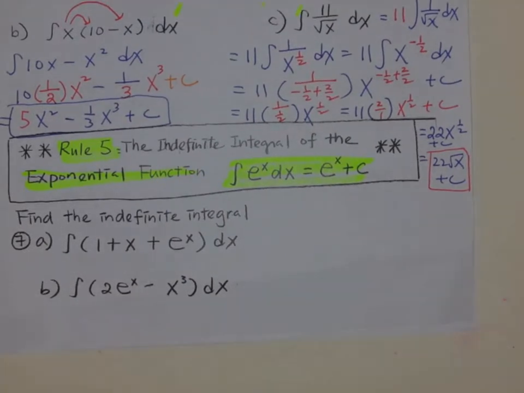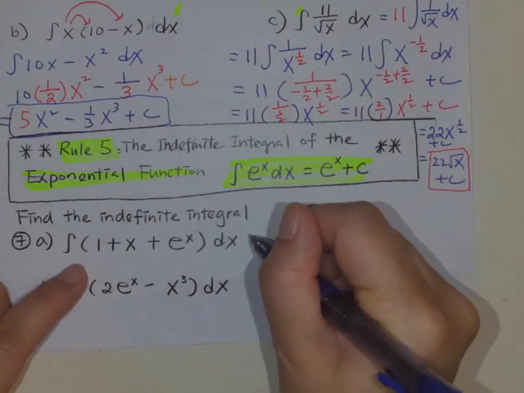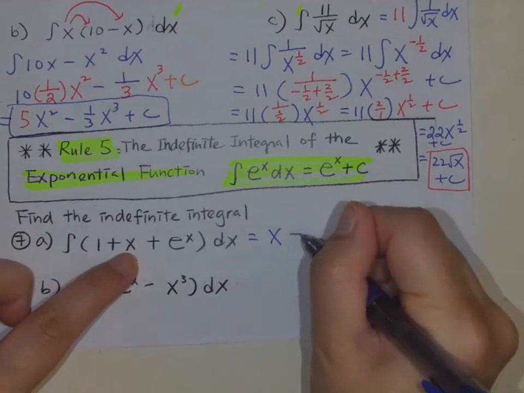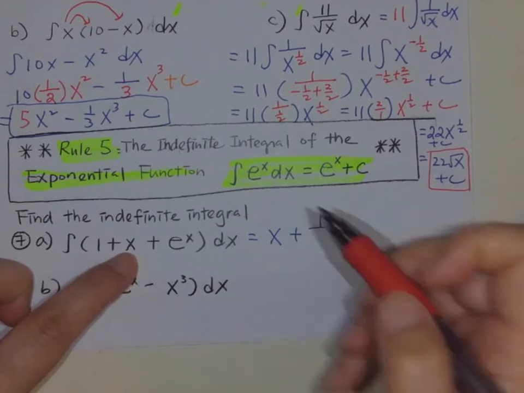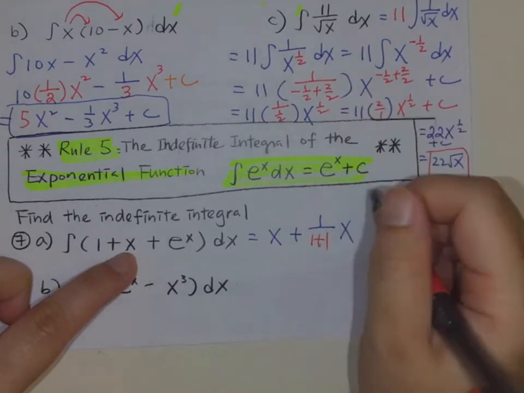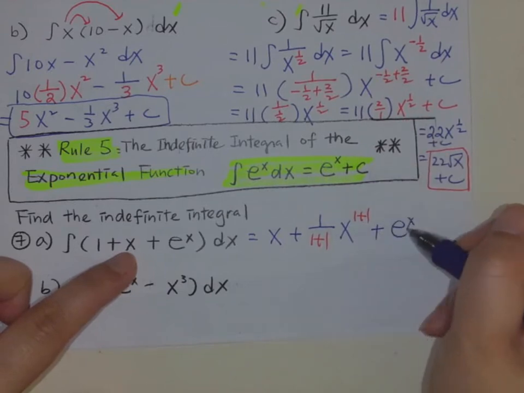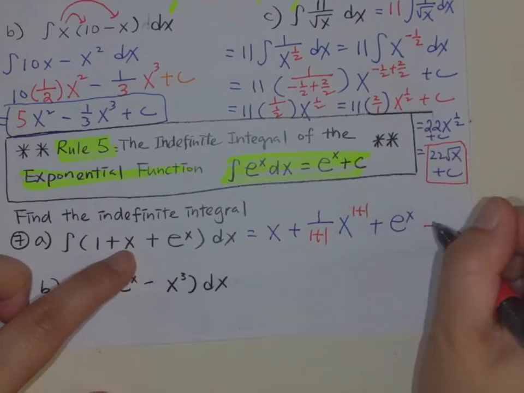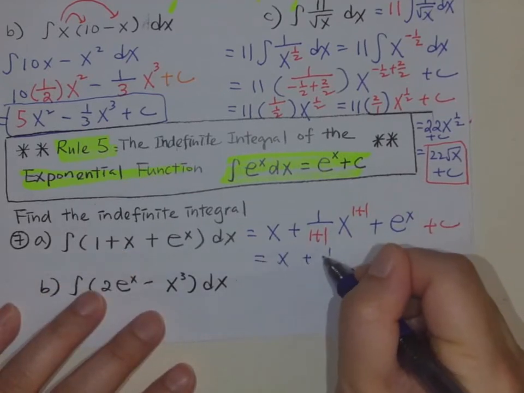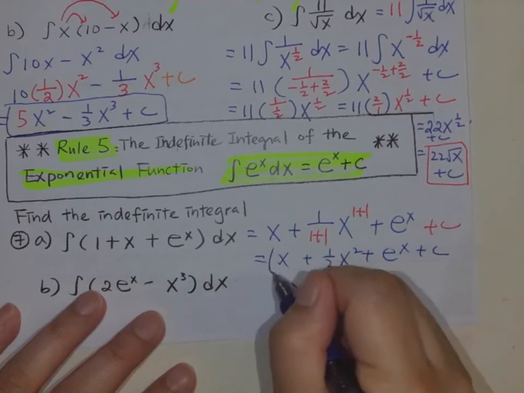Let's see here. I have several terms, so the 1 will turn back to x, right? And then this guy would be 1 over 1 plus 1, and then also x raised to 1 plus 1. But the e to the x would be easy, just e to the x, and then don't forget to add c. So the final answer would be x plus 1/2 x squared plus e to the x plus c. We can leave it like that.